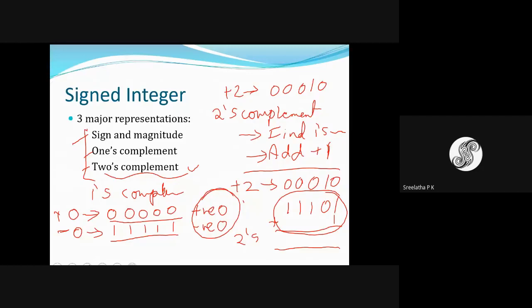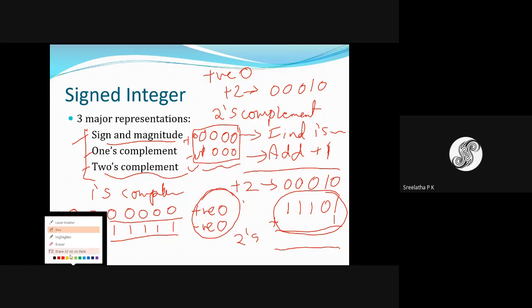Okay. In the case of sign and magnitude also, if this is 0, then in sign and magnitude, if I represent it like this, this is minus 0. Okay, in a 4-digit binary value, this is minus 0. So there is plus 0 and minus 0 in both sign and magnitude and 1's complement. Whereas in 2's complement, there is only positive 0.